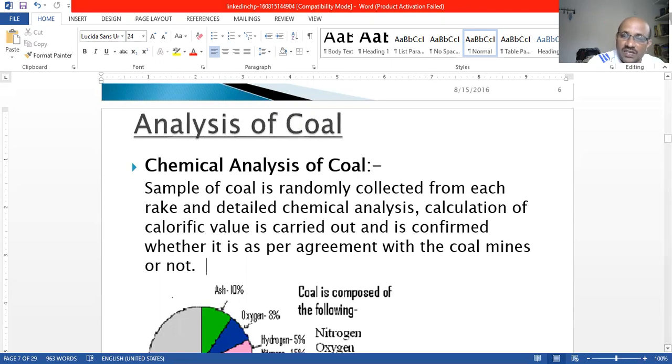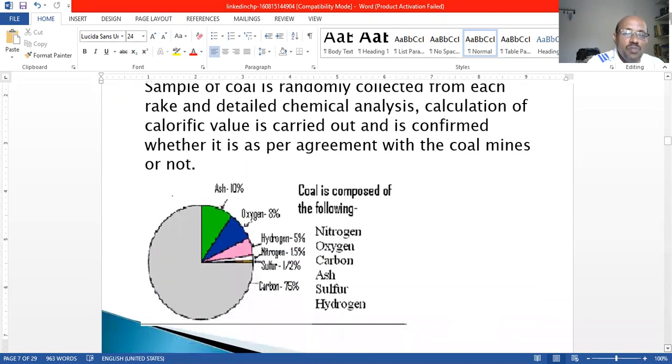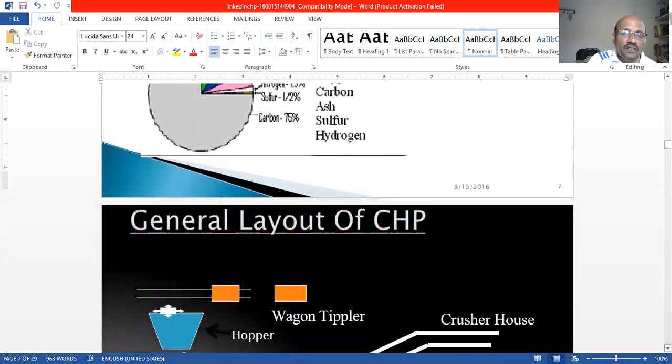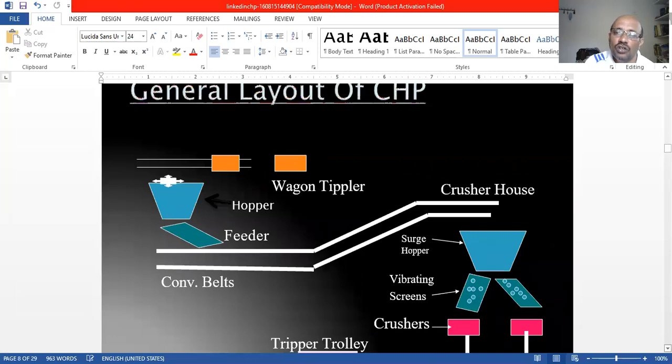Okay, next. Generally, coal is composed of nitrogen, oxygen, carbon, ash, sulfur, and hydrogen. So these are the things. Now we will see the general layout of the CHP. We know the CHP is the coal handling plant. So how will it be?